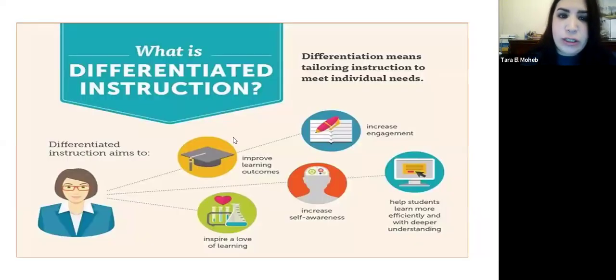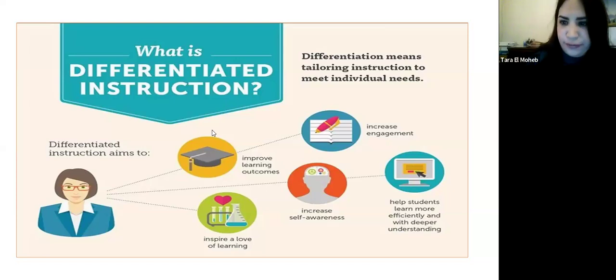What is differentiated teaching or instruction? In other words, differentiated instruction aims to improve learning outcomes. Okay, how does it improve learning outcomes? Can someone tell me how does it improve learning outcomes? Okay, it's okay.